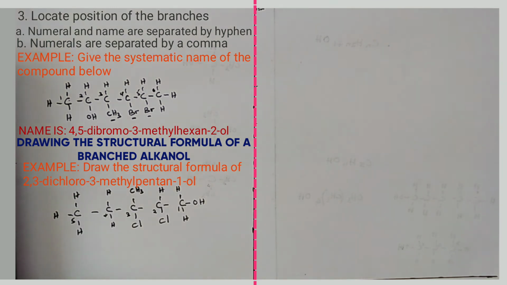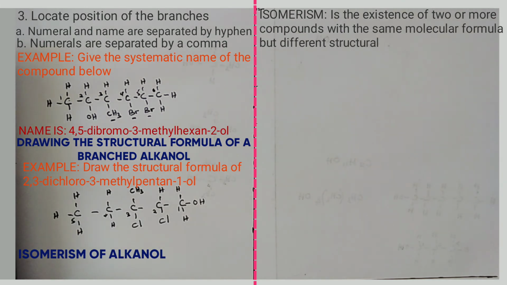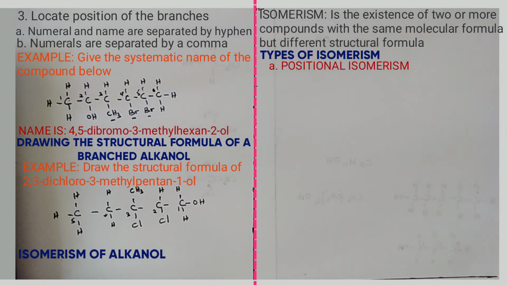Now the next thing we want to look at is isomerism of alkanols. Start by defining isomerism. Isomerism is the existence of 2 or more compounds with the same molecular formula but different structural formula. Isomers are 2 or more compounds with the same molecular formula but different structural formula. Alkanols have got 2 types of isomerism: positional isomerism and branching isomerism.